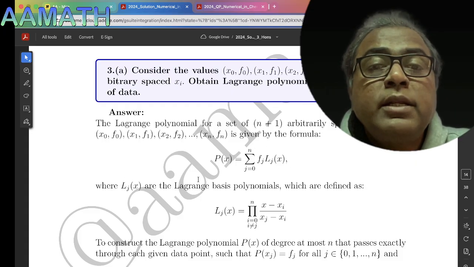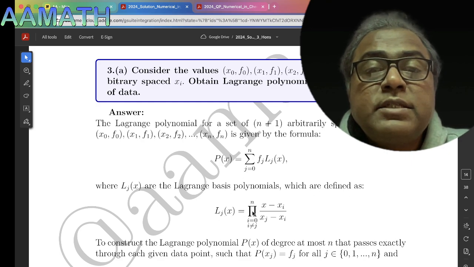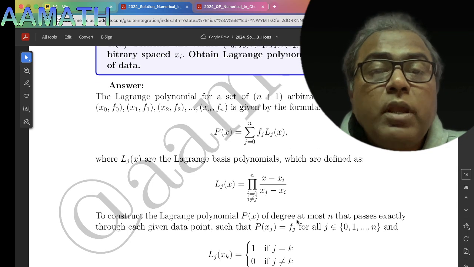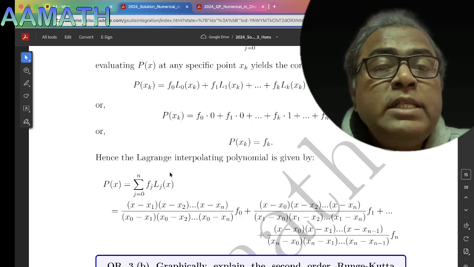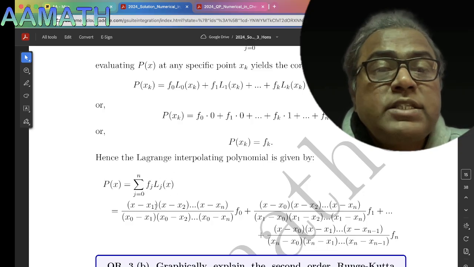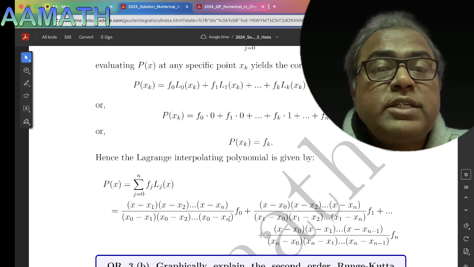Lj are known as the Lagrange's basis polynomials, which are defined by Lj x equal to the capital pi, i equal to 0 to n, i not equal to j, of x minus xi whole divided by xj minus xi. Actually, this is the form. This Lj form is x minus x1, x minus x2, up to x minus xn, divided by x0 minus x1 into x0 minus x2, up to x0 minus xn. This is the L0 into f0, plus L1.